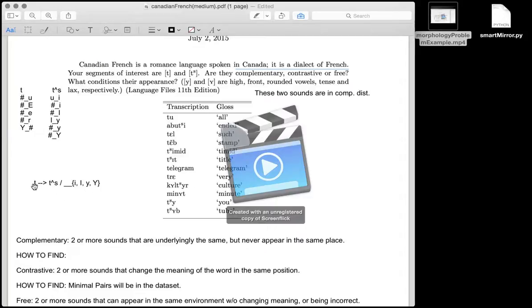So this says that in Canadian French, T will become cha when it's the case that either the vowel E, I, or U follows it. So the rule of how to find this one could just be something like look for all the vowels like E, I, U. Okay, and this is the final answer and basically the crux of the analysis, is to come up with a rule that looks just like this.